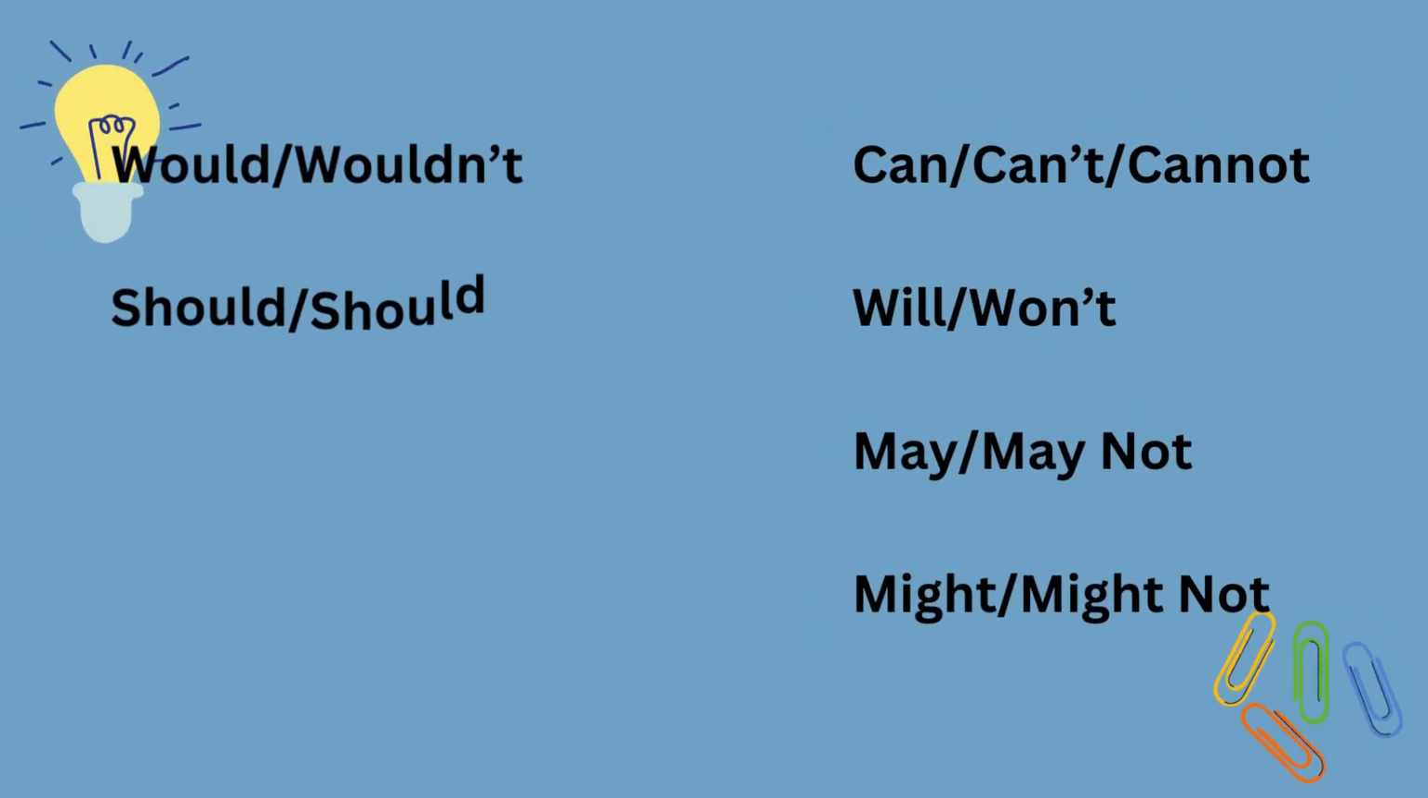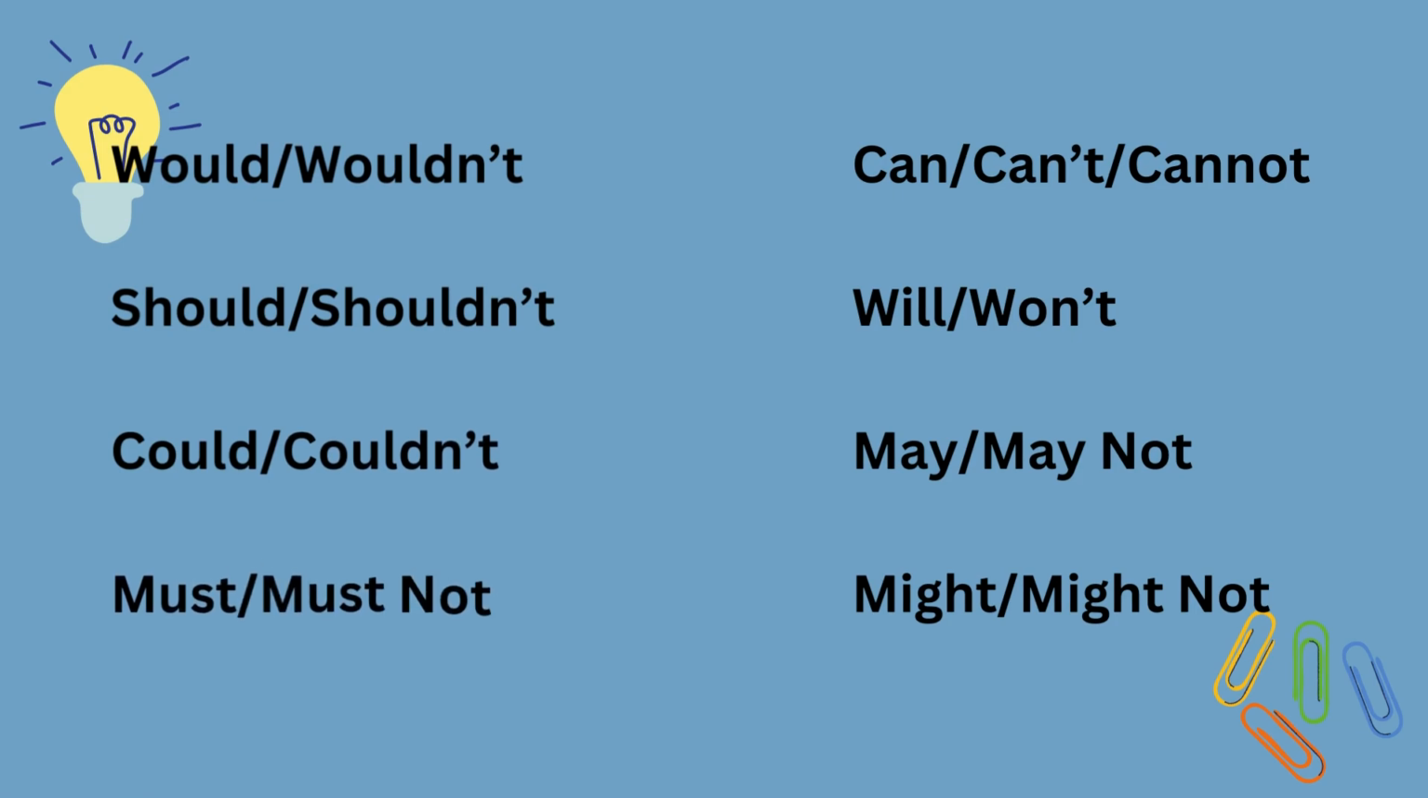Here are those modal verbs again, and I've also included their negative forms. Would and wouldn't, or would not. Should and shouldn't, or should not. Could and couldn't, or could not. Must and must not. You can also say mustn't, but it sounds very proper and old-fashioned, so most people just say must not. Next, we have can and can't, or you can also say cannot. When you're saying cannot, you don't add a space in. So it's not can not, it's cannot.